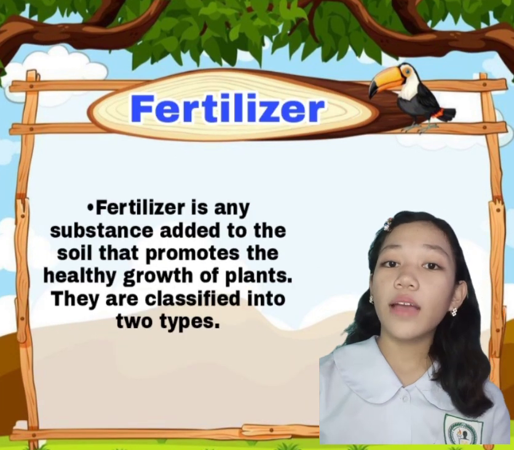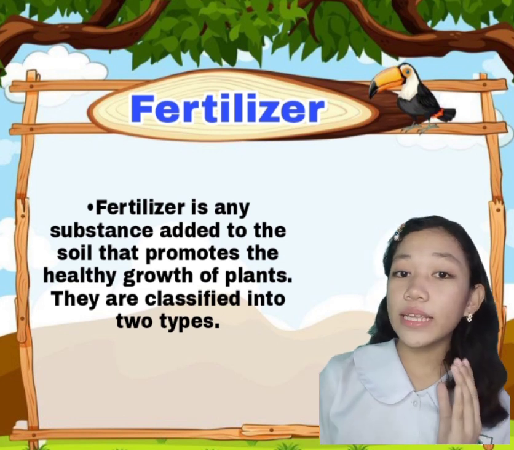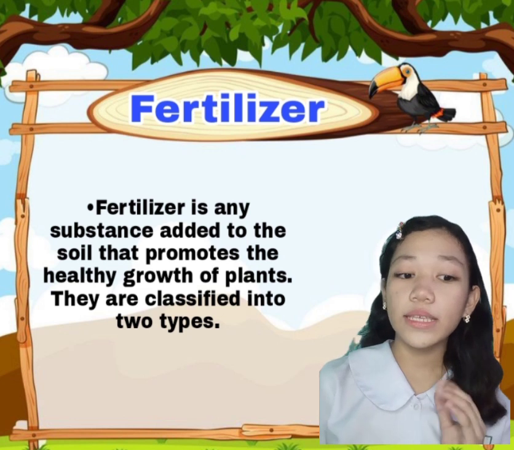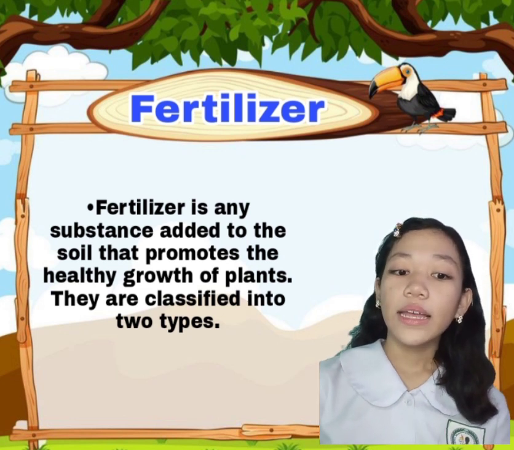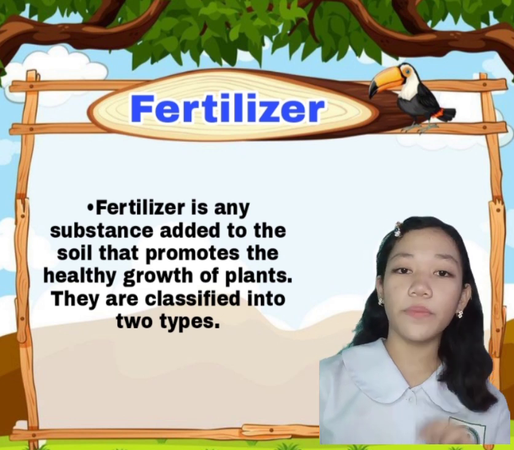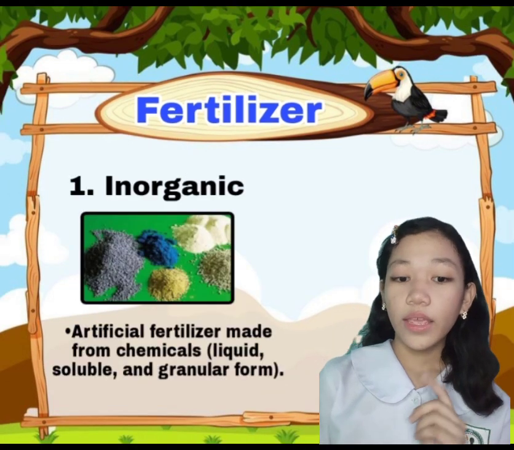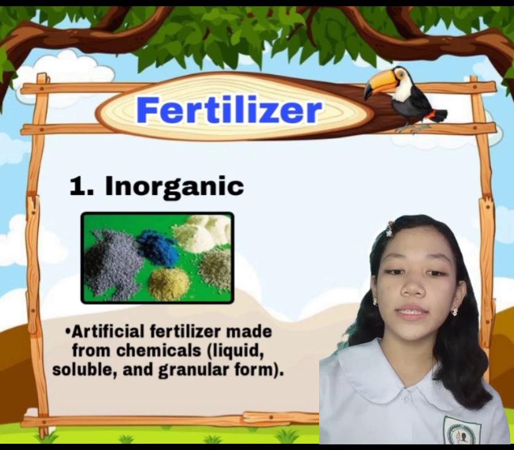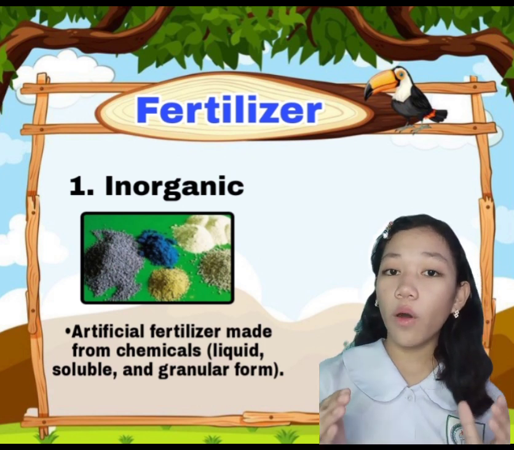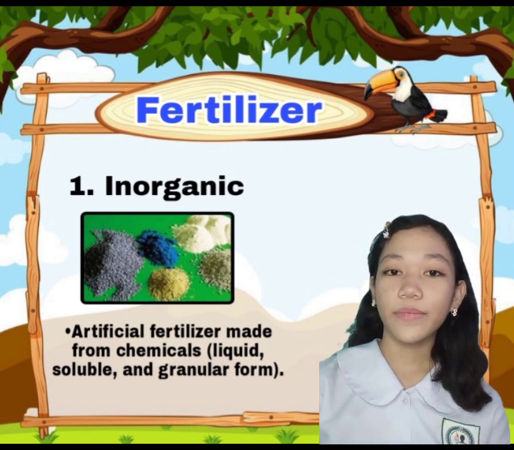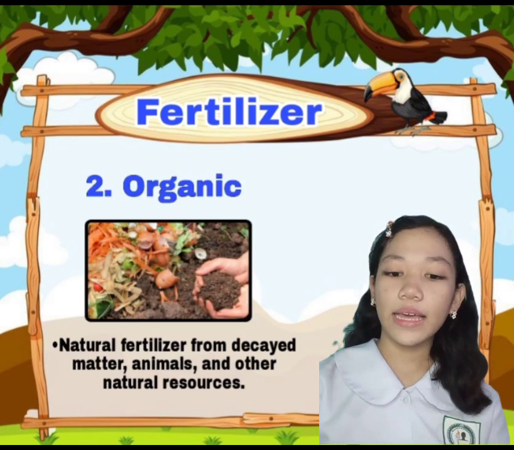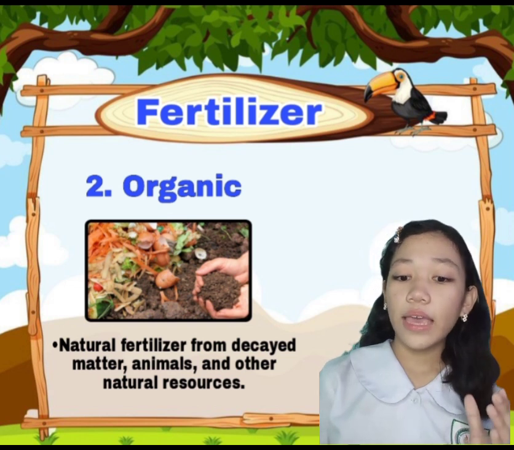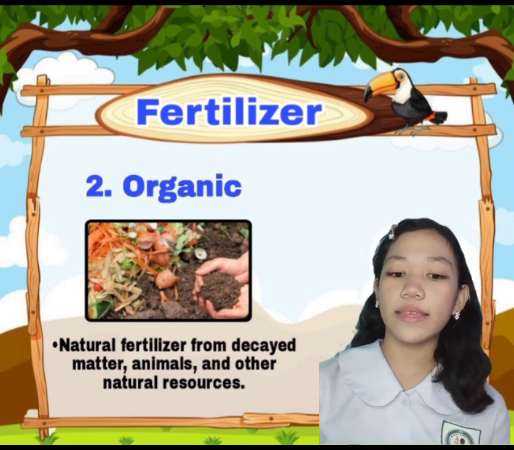Preparing and applying organic fertilizer. So fertilizer is any substance added to the soil that promotes the healthy growth of plants. They are classified into two types. Number 1, inorganic, an artificial fertilizer made from chemicals, in liquid, soluble, and granular form. Number 2, organic, a natural fertilizer from decayed matter, animals, and other natural resources.